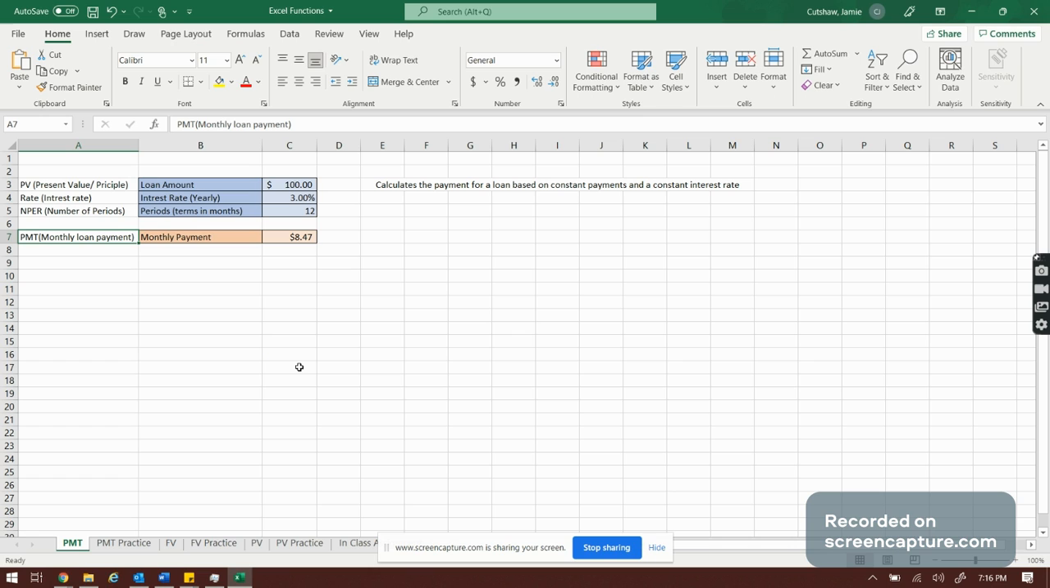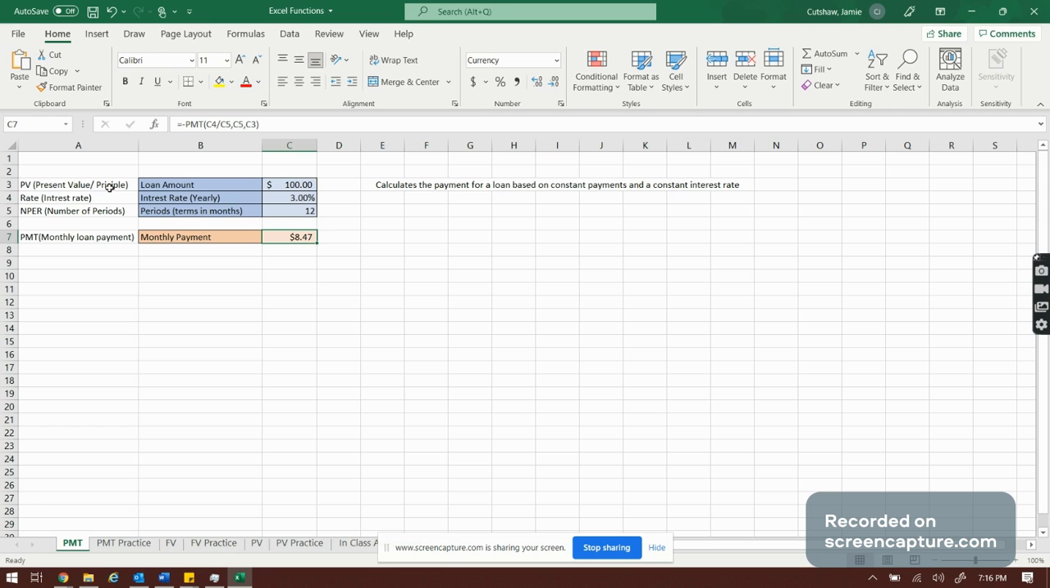PMT calculates the payment of a loan based on constant payments and a constant interest rate. This is what, for example, a bank would use when you take out a loan. So for the example here, you had a loan of $100, and there's your interest rate. What this is all figuring out is the monthly payments.